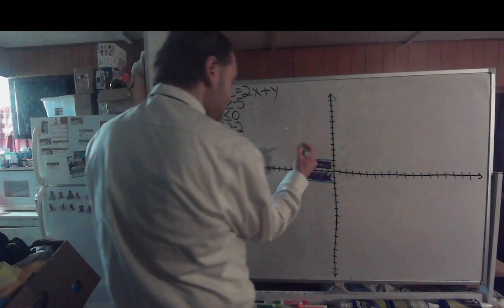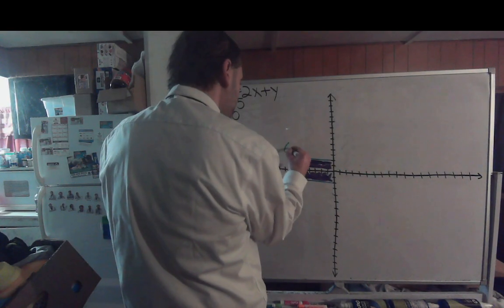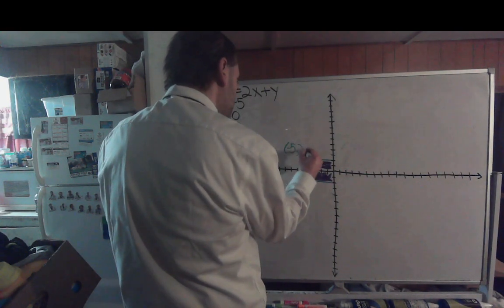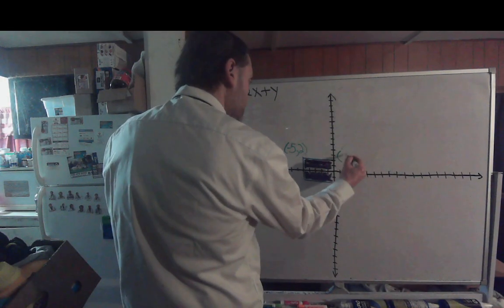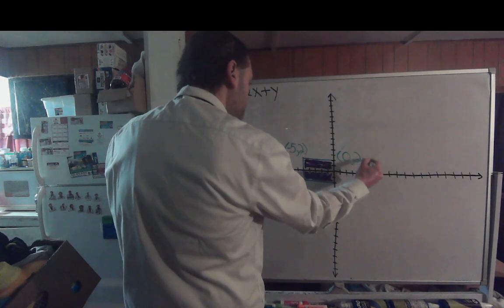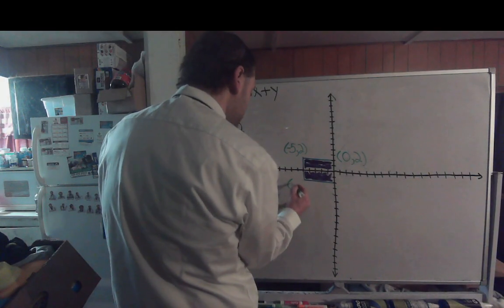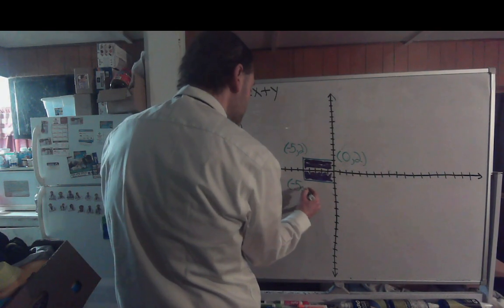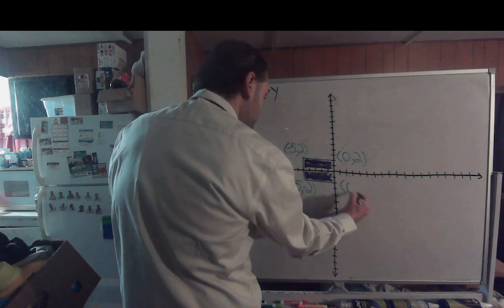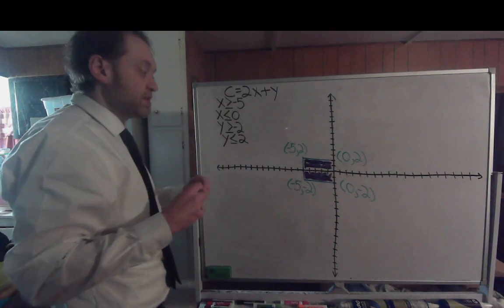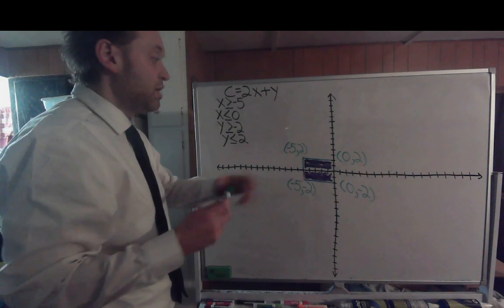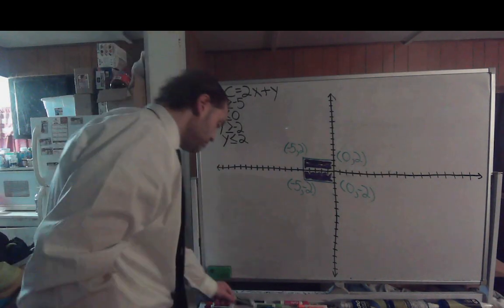Then here you have -5, 2. Here you have 0, 2. Here you have -5, -2. And then here you have 0, -2. So take the coordinates of your vertices, you can figure out what your maximum and minimum values would be.